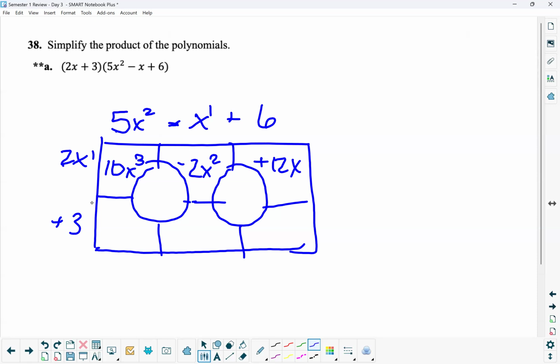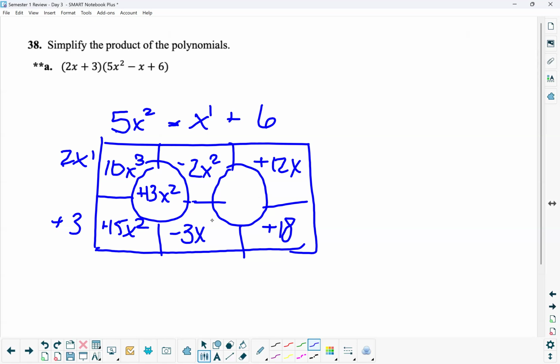Across the bottom, 3 times 5x squared is positive 15x squared. 3 times negative x is negative 3x, and 3 times 6 is 18. Like terms, again, happen to be diagonally across from those circles. So I have 15x squared minus 2x squared. 15 minus 2 is 13x squared. Again, the x doesn't change exponents when you're adding or subtracting, only when multiplying or dividing.